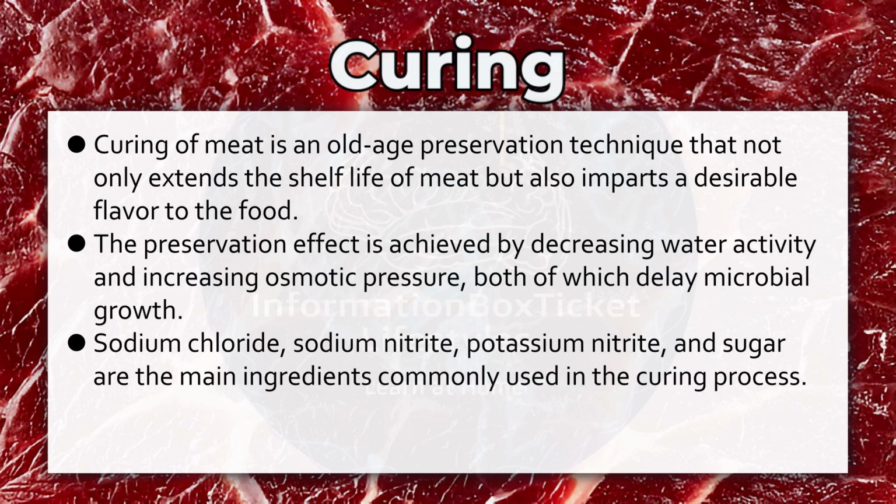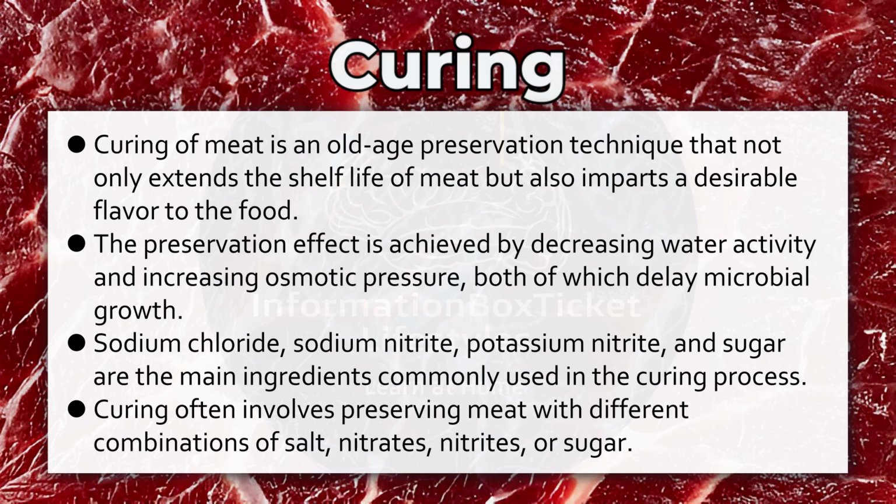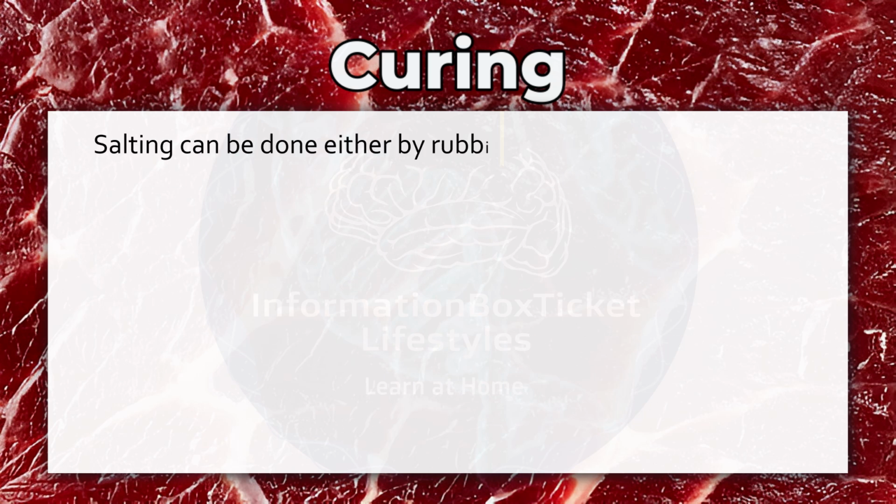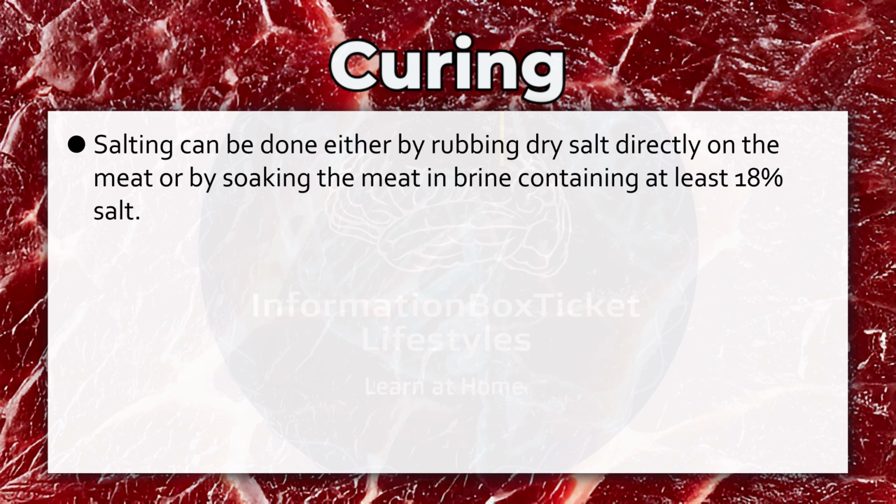Sodium chloride, sodium nitrite, potassium nitrite, and sugar are the main ingredients commonly used in the curing process. Curing often involves preserving meat with different combinations of salt, nitrates, nitrites, or sugar. Salting can be done either by rubbing dry salt directly on the meat or by soaking the meat in brine containing at least 18% salt.